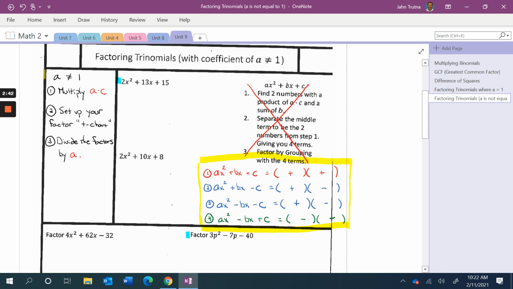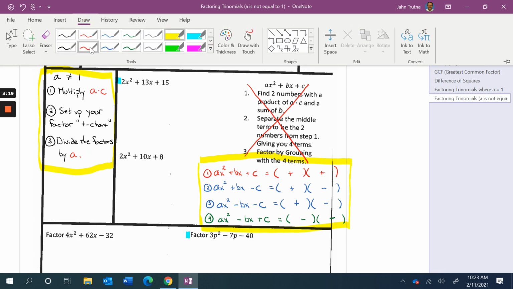And over here, which I'm also boxing in yellow, are the steps of what we're going to do each time we have to factor a trinomial where the coefficient, the a value, is some number other than 1. You can see it's going to be 3 steps, and we'll work it out, because I think it's better to do it than to try to set up the steps. But essentially, we are going to multiply the a and the c value. Then we're going to set up our factor T chart, and then we're going to divide the factors by a, and you'll see what I mean when I do that.